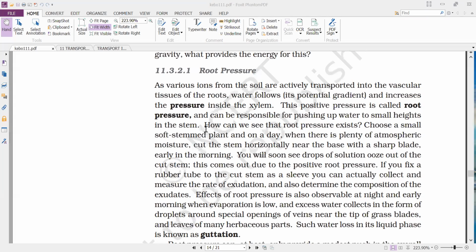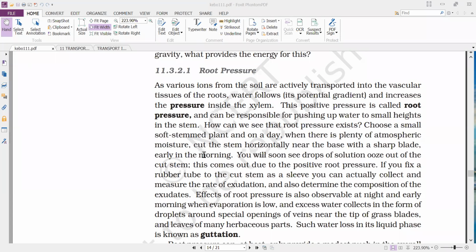And this root pressure is able to push the water to a certain height in the plant, a small height, not for a 90 or 100 meter length; it will not push the water that far. It can push up to a maximum of 3 meters height in a plant. The water can be transported by this root pressure that is developed in the xylem of the roots due to the continuous intake of water by the xylem.